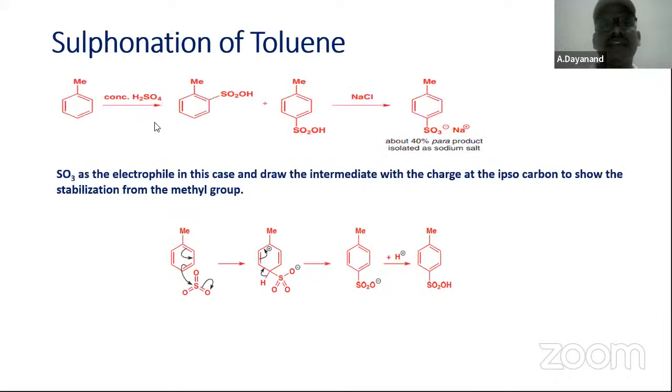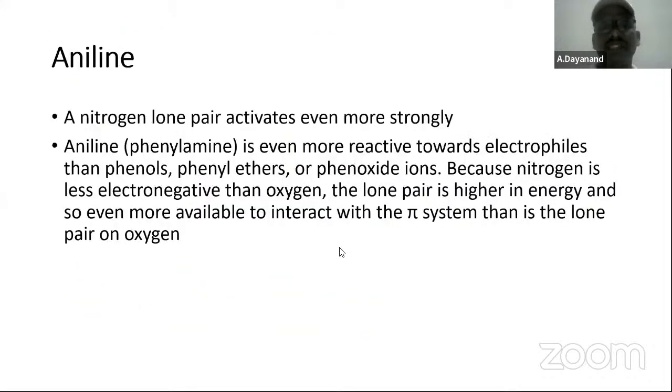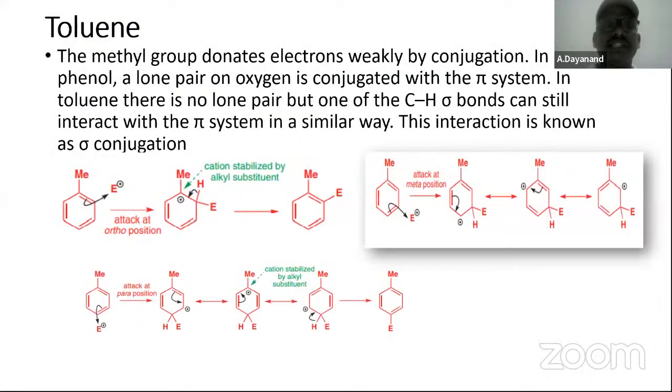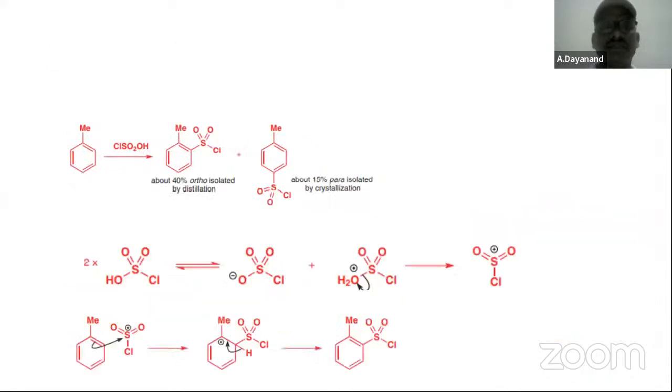Sulfonation of toluene: SO3 is the electrophile, and draw the intermediate with the charge at the ipso carbon to show the stabilization by the methyl group. The charge is there, therefore it is stable. This is about sulfonation of toluene. What is aniline? Just now we had seen how to make aniline less reactive: just by acylating it, it converts into an amide and becomes less reactive. Acylation takes place.